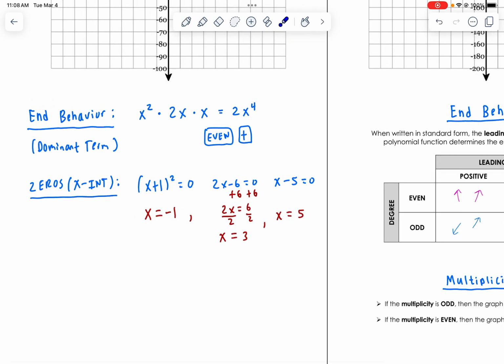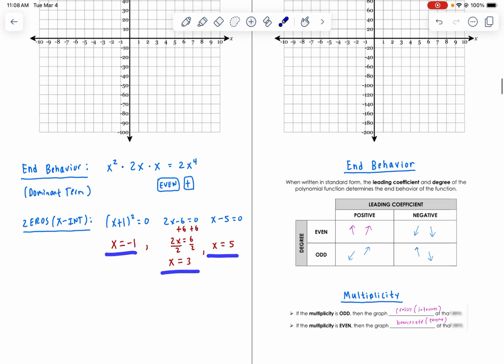So our zeros, our x-intercepts, are located at x equals -1, 3, and 5. We can mark that here on this graph. So at -1, we have a 0.